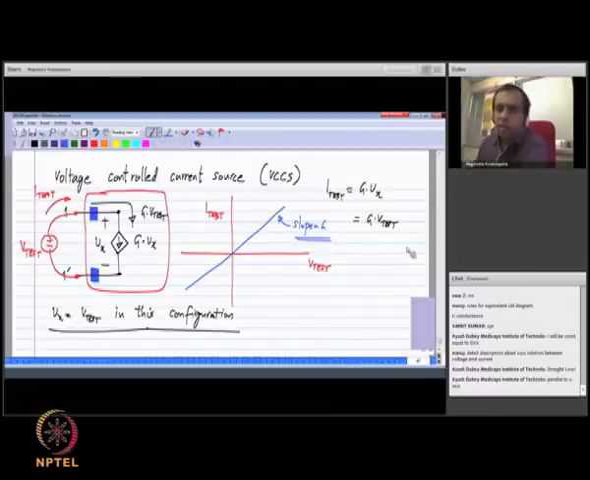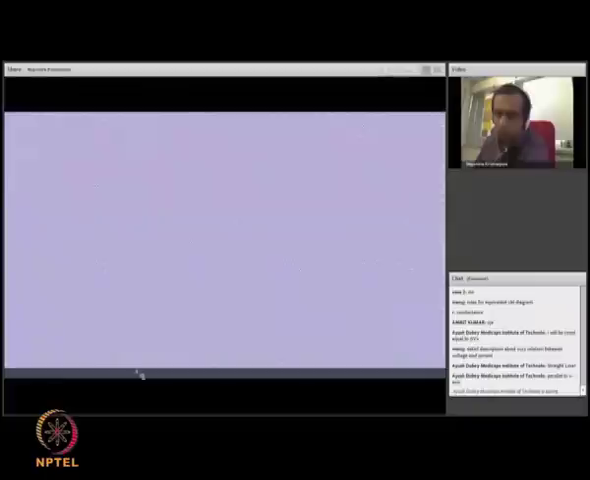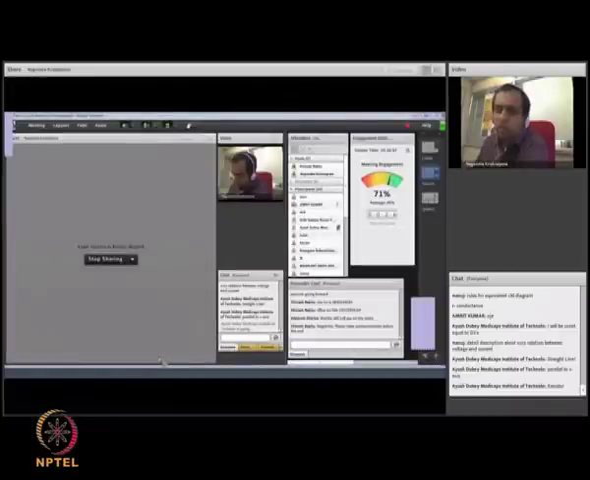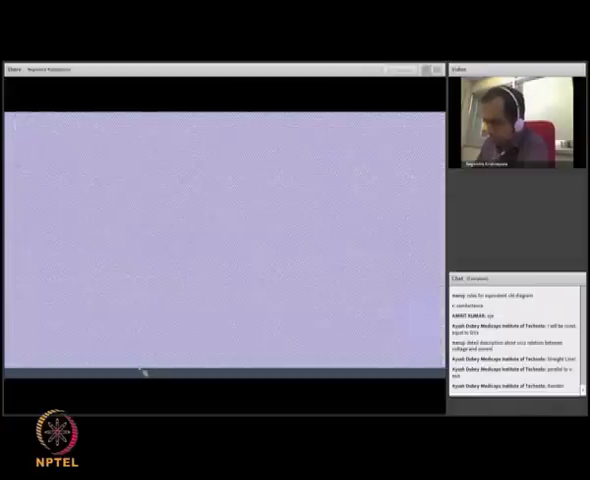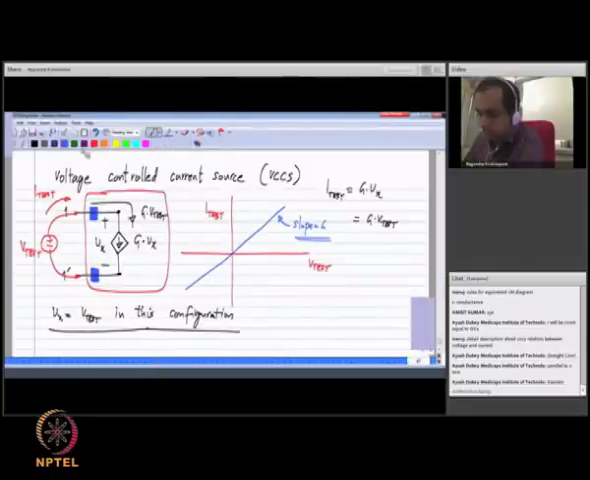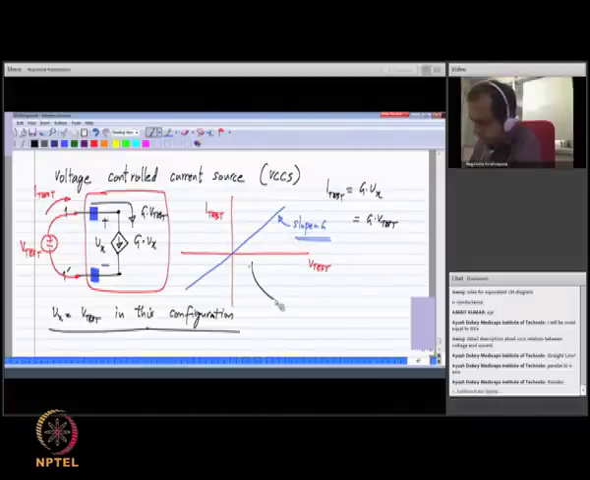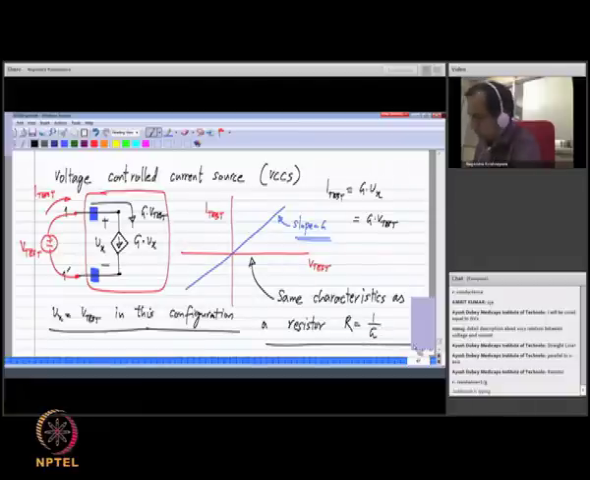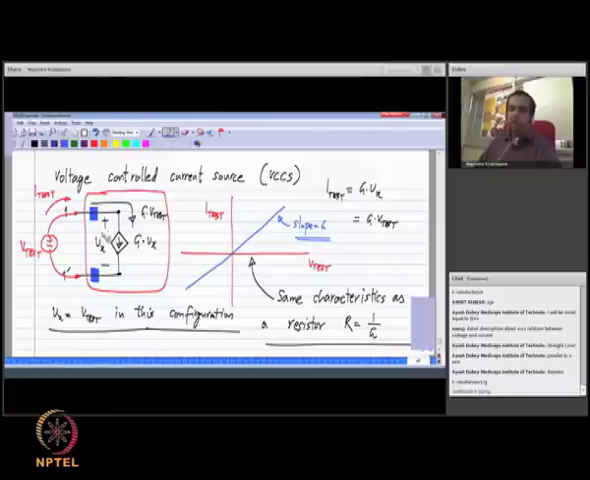Now what is the two terminal element that we know of which has this characteristic? So clearly that's a resistor. A resistor has I-test versus V-test which is a straight line passing through the origin. That is, these characteristics are the same as a resistor whose value is 1 by G. So then we can say that whatever is inside is equivalent to a resistance of value 1 by G.